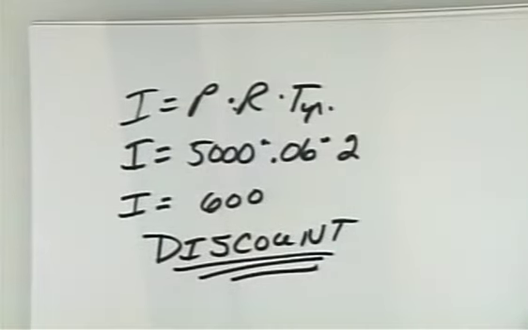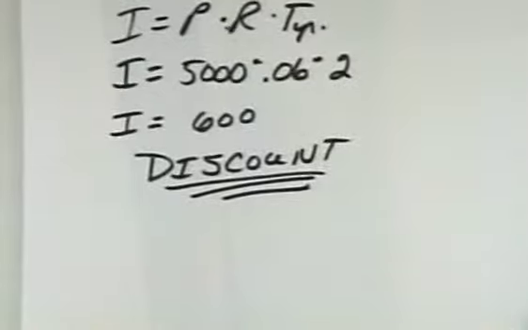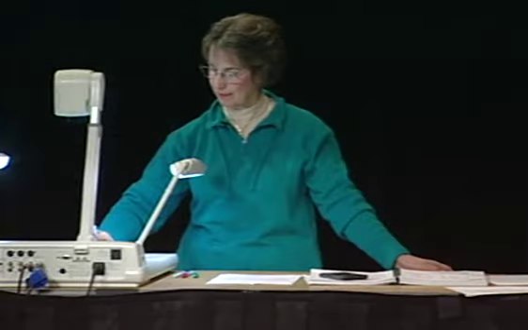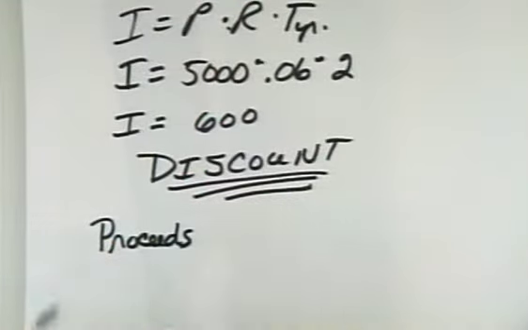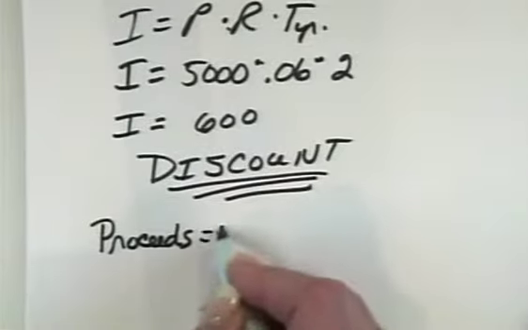Now, then we've got to remember this word. Discount. Discount interest says the interest is not added, the interest is subtracted. So what we need to do is come up with proceeds. The proceeds are not equal to the $5,000. We subtract the interest first.